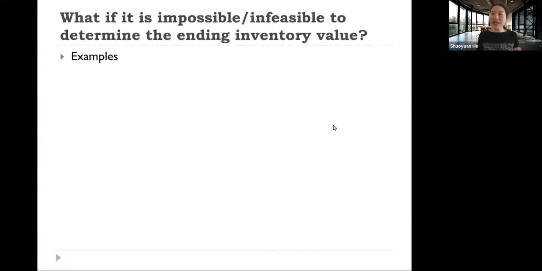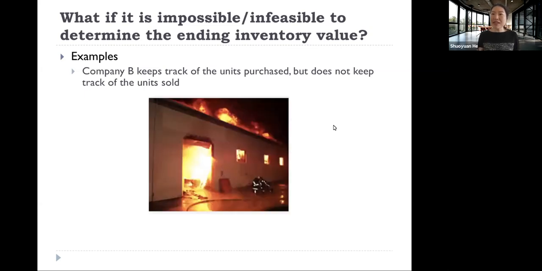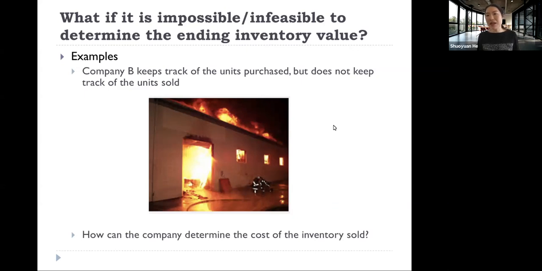However, sometimes it's impossible or infeasible to determine the ending inventory value. For example, firm B keeps track of the units purchased, but it does not keep track of the units sold. And suddenly a fire happens during the period and destroys everything. Under this situation, how can the company determine the cost of the inventory sold? Please take a minute and think about what the problem is here. If the firm is using a periodic inventory system, what is the problem?